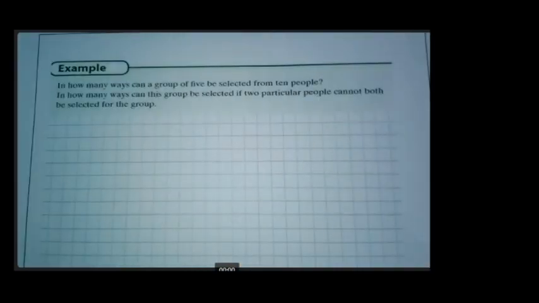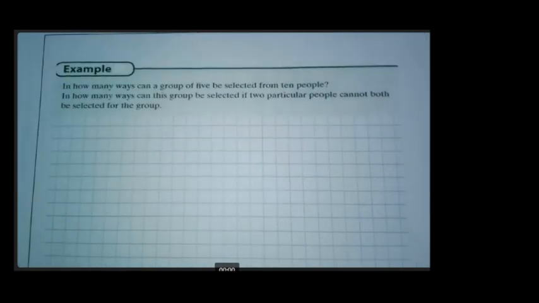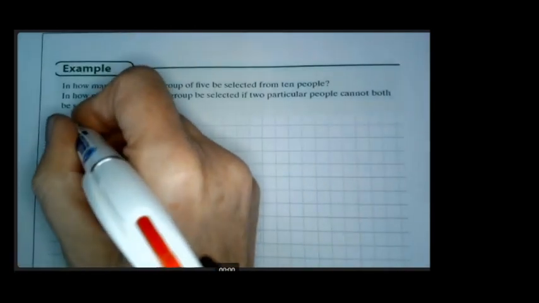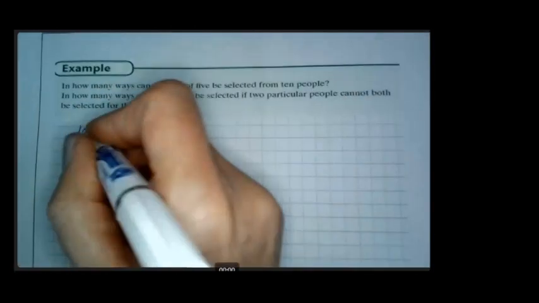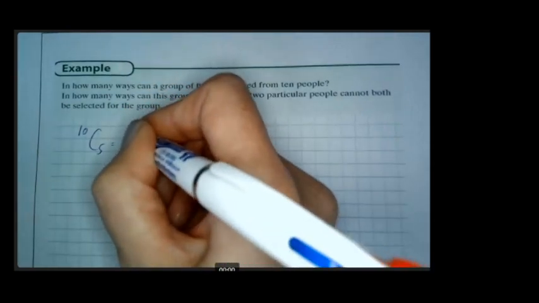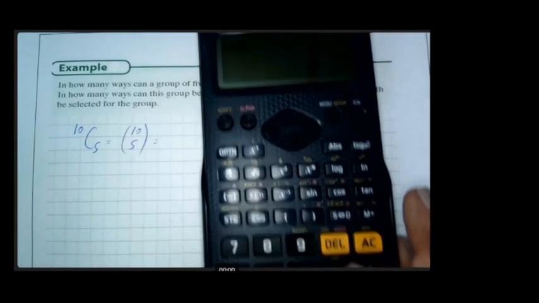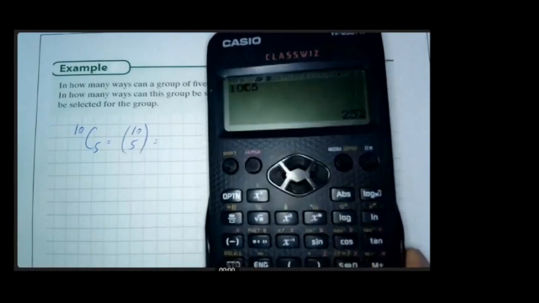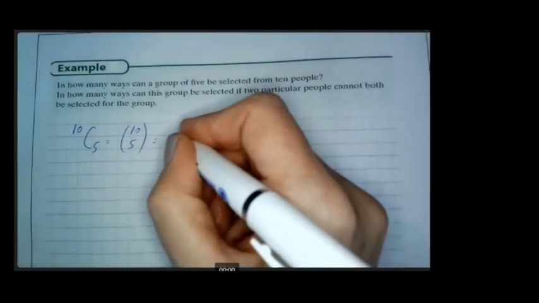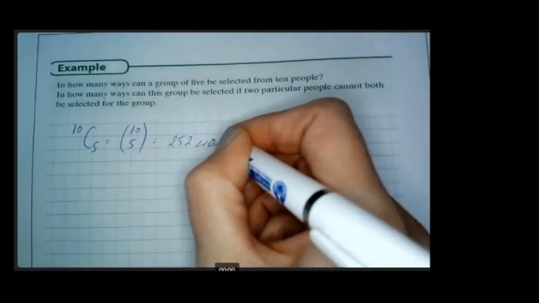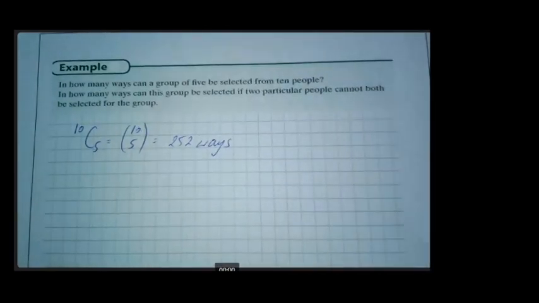Okay, let's have a look at this example. In how many ways can a group of 5 be selected from 10 people? Okay, well, that's a straightforward question. We just have 10 to choose from, and we are choosing 5. So that's 10 choose 5. On my calculator, I'm getting 252. So no restrictions there on that first one. There are 252 ways of selecting a group of 5 if you have 10 people to choose from.